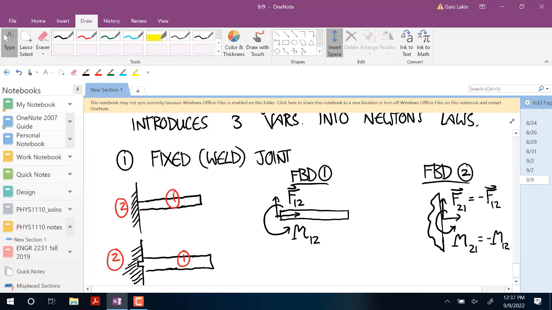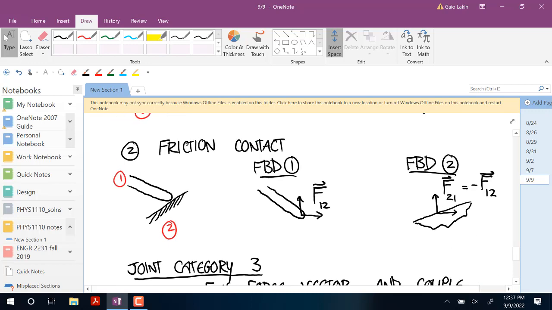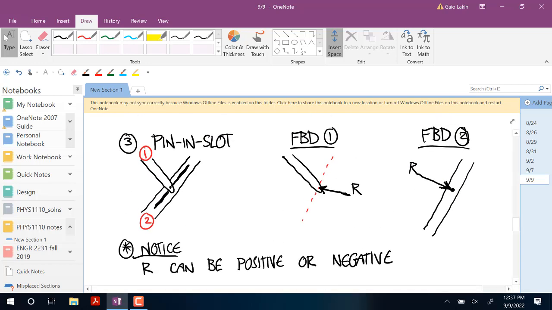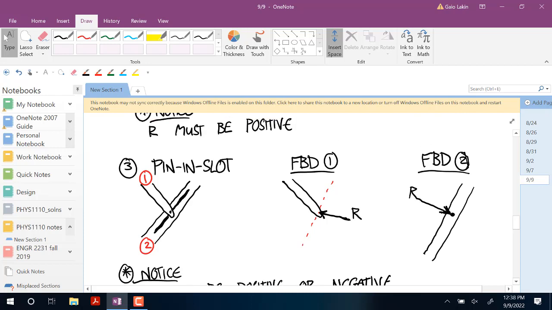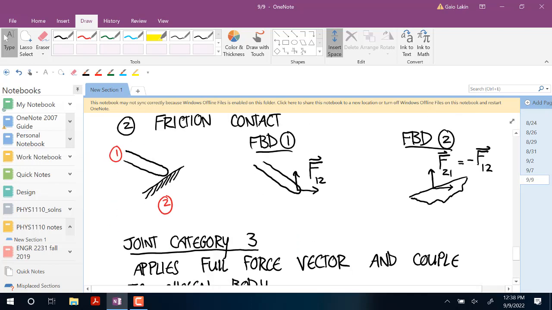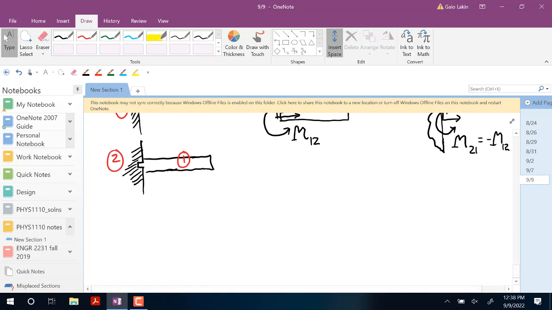So if you have a single rigid body, you can have 1 fixed joint, or you can have 1 pin joint and 1 frictionless contact, or you can have 1 roller and 2 frictionless contacts, but the number of variables you get can't add up to more than 3, or you can't solve it. That's for a single rigid body, which is what we're doing right now.